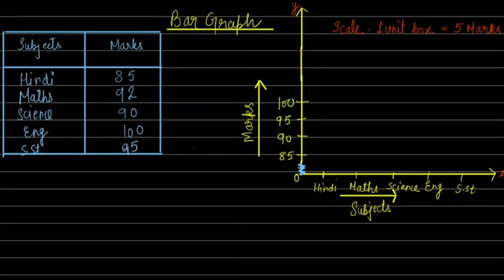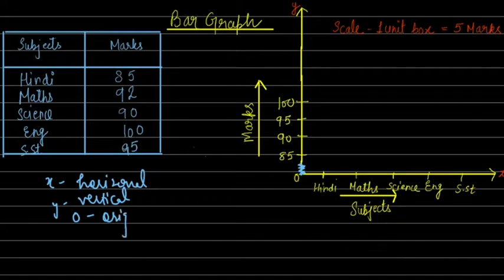Let's first study the bar graphs. Bar graph, if you see, this is your x-axis, this is your y-axis. The x-axis is your horizontal line, right? And the y-axis is your vertical line. And the point where these two mutually perpendicular lines are meeting, this point O, is called the origin. And these two mutually perpendicular lines, x and y, are called axes.